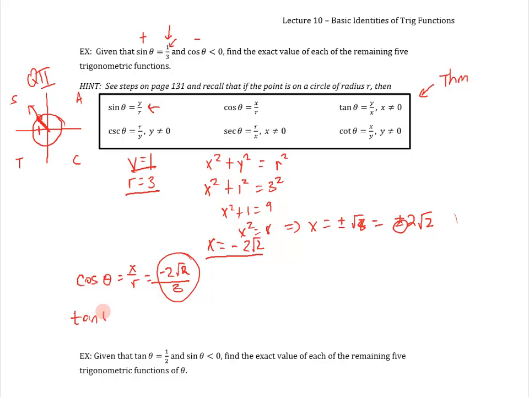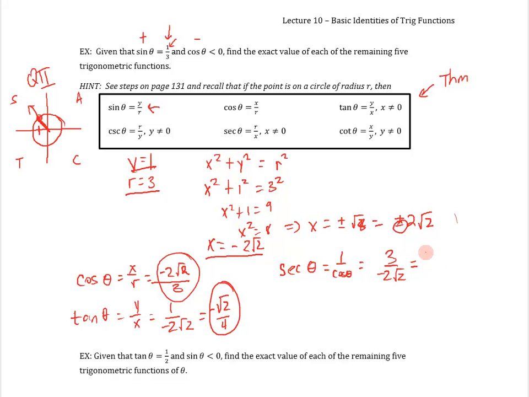Done. Tangent of theta is y over x, which is 1 over negative 2 square roots of 2. Or if we rationalize by multiplying by the square root of 2 over 2, we get negative square root of 2 over 4. If we do secant of theta, that's just the reciprocal of cosine, so we can go straight to 1 over cosine of theta, or 3 over negative 2 square roots of 2. If we rationalize by multiplying by square root of 2 over 2, you get 3 square roots of 2 over negative 2 times 2, which is negative 3 square roots of 2 over 4.